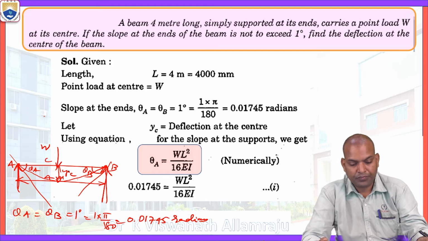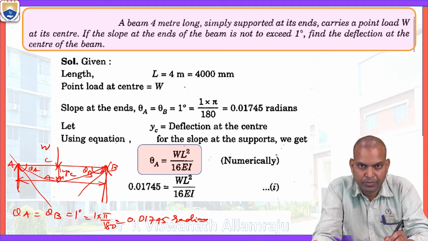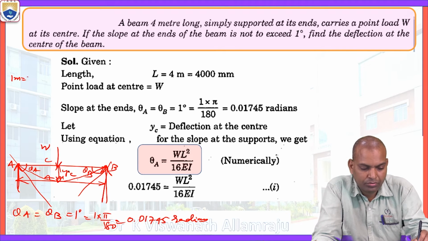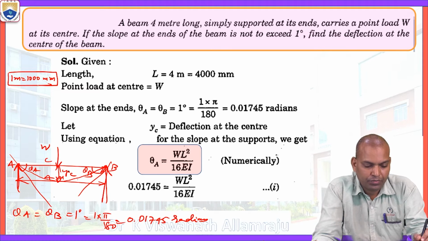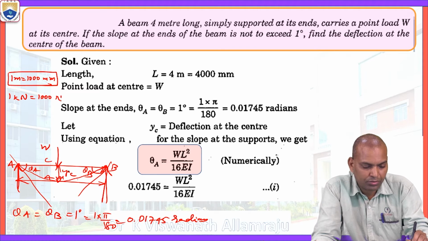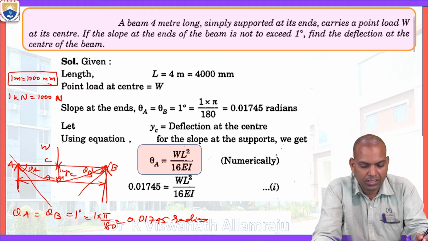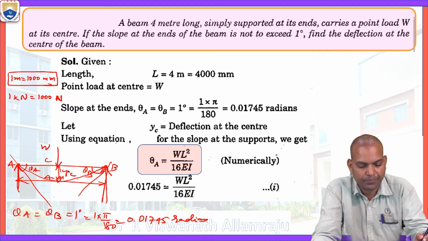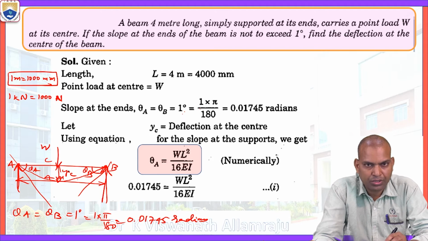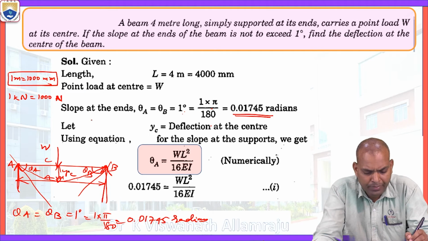So let us find the given data. The length or span between two supports is 4 meters, converted into millimeters, 1 meter equal to 1000 millimeters, and 1 kilonewton equal to 1000 newtons. Theta A equal to theta B equal to 1 degree. To convert degrees to radians, you have to multiply by pi by 180. So 1 degree, 1 into pi by 180, the observed value here is 0.01745 radians.